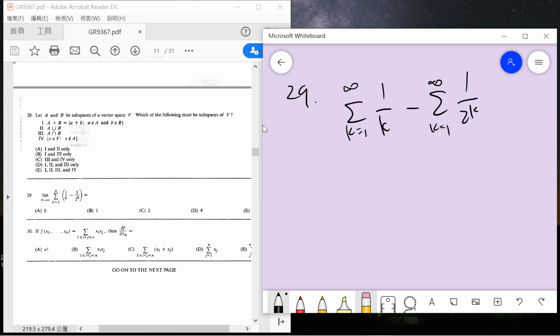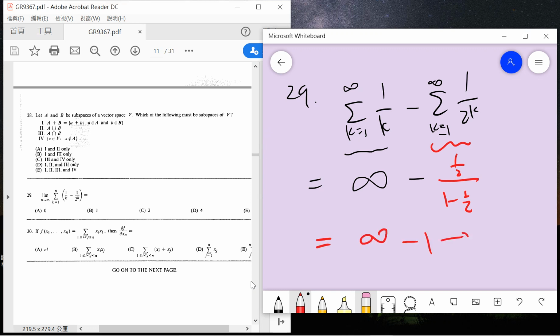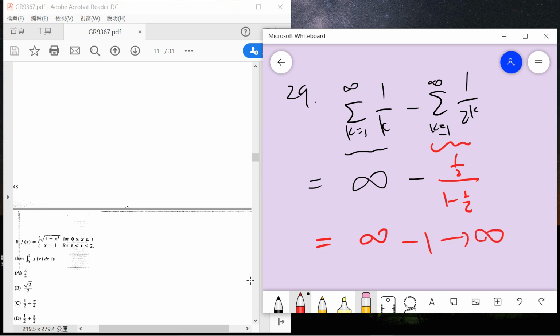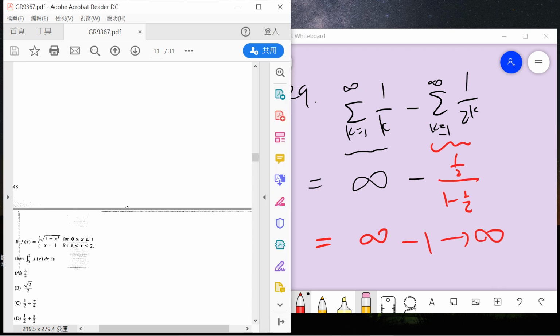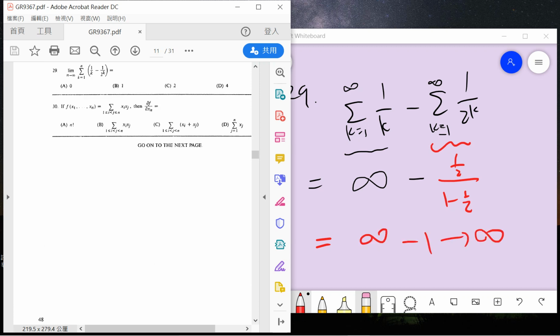So basically this is what? This is a harmonic series, right? So the harmonic series result is infinity minus the geometric series. And the ratio is 0.5, right? So this one is half divided by 1 minus half, so it's 1. So the limit is infinity minus 1. The answer is infinite. So the answer is E.